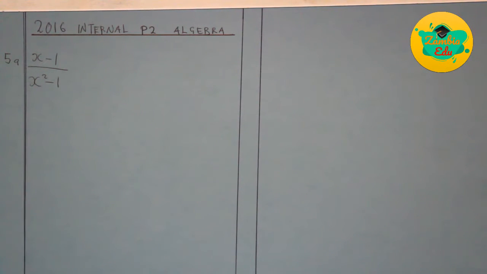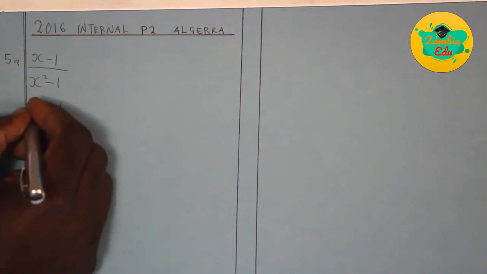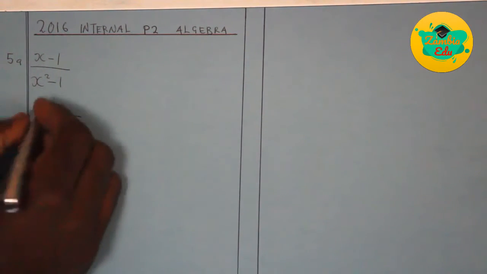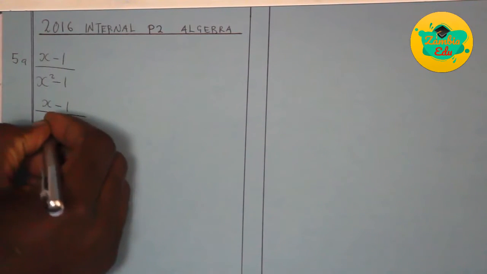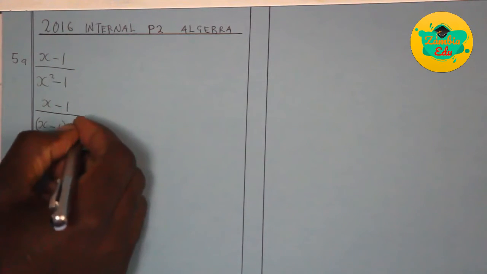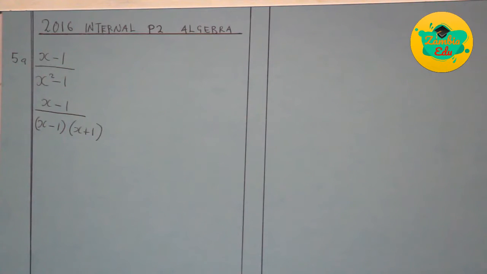However, the second one that is at the bottom, when we look at it, what we notice is that it is a difference of 2 squares. So if it's a difference of 2 squares, very easy. We keep the top part the way it is, x minus 1, over this one. You apply the rule for the difference of 2 squares, which will be x minus 1, open, close brackets, open again, x plus 1, and you close. The second part has been done.